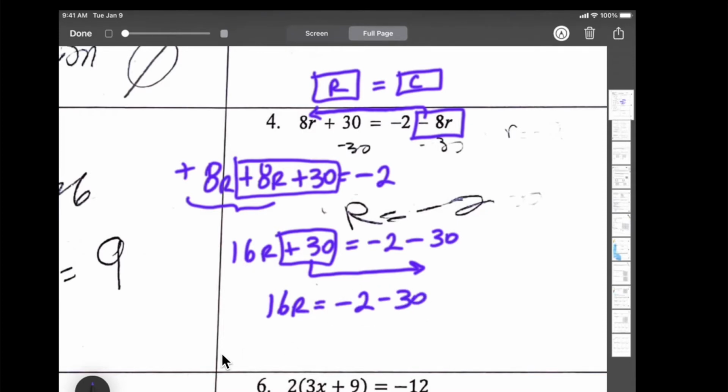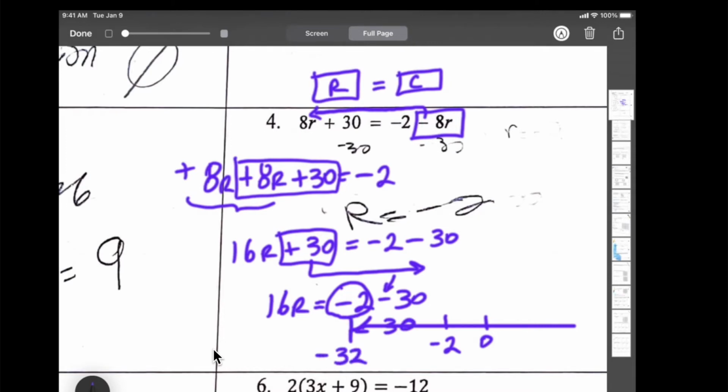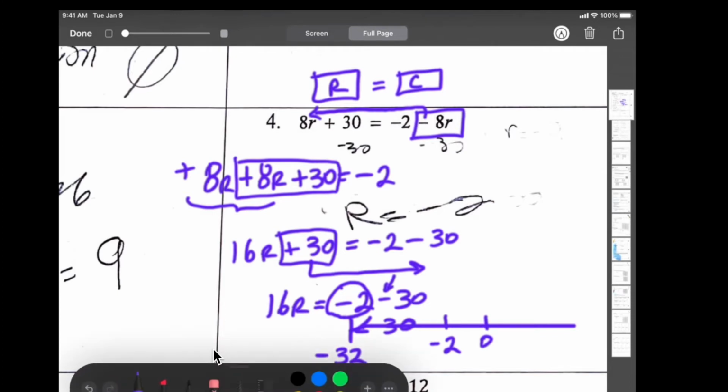We are now going to go ahead and combine these terms. Easiest way to do that, I think, is to go to the number line. Okay, there's a 0 just to get oriented. We are starting at negative 2. Okay, there's our negative 2. This negative sign means we're going to be going to the left, and we're going to go 30 units to the left. So if we start at negative 2 and we go 30 units this way, we are going to be at negative 32.